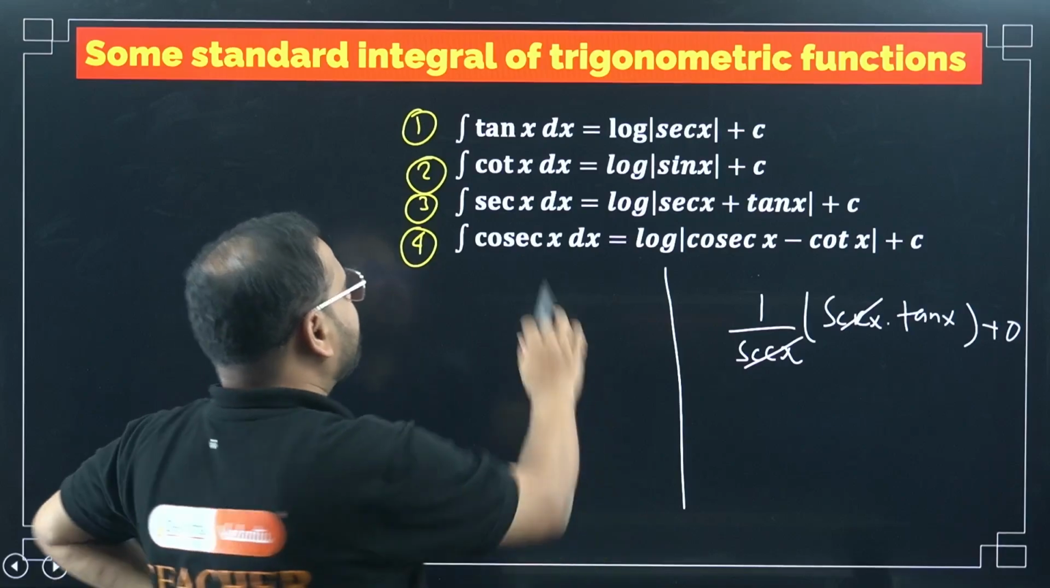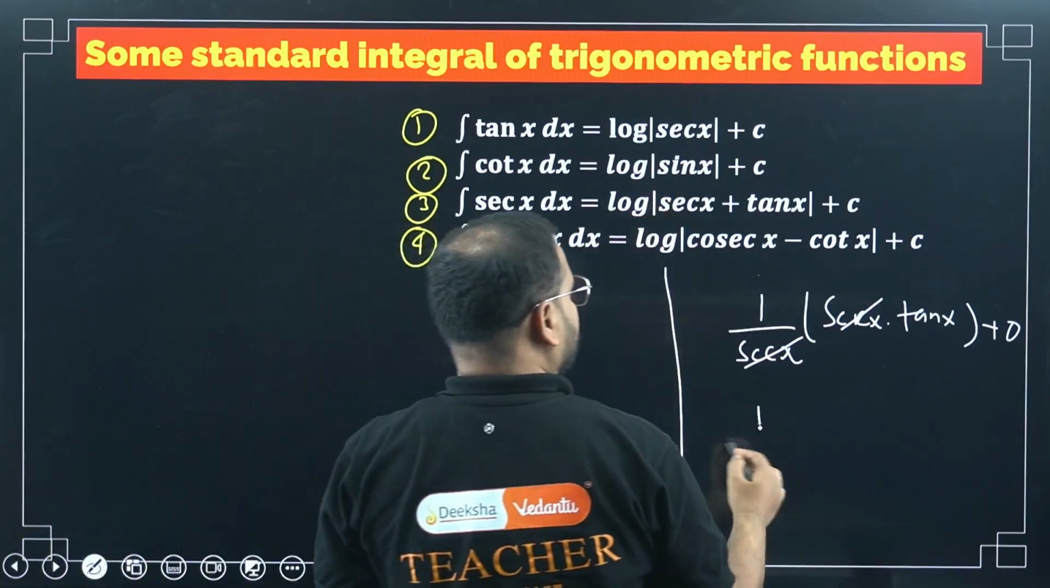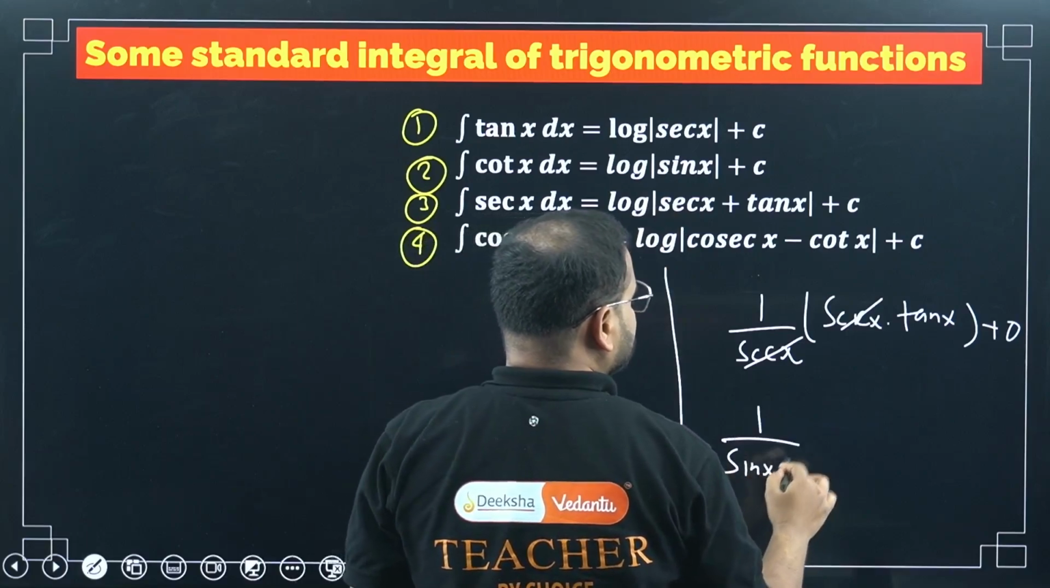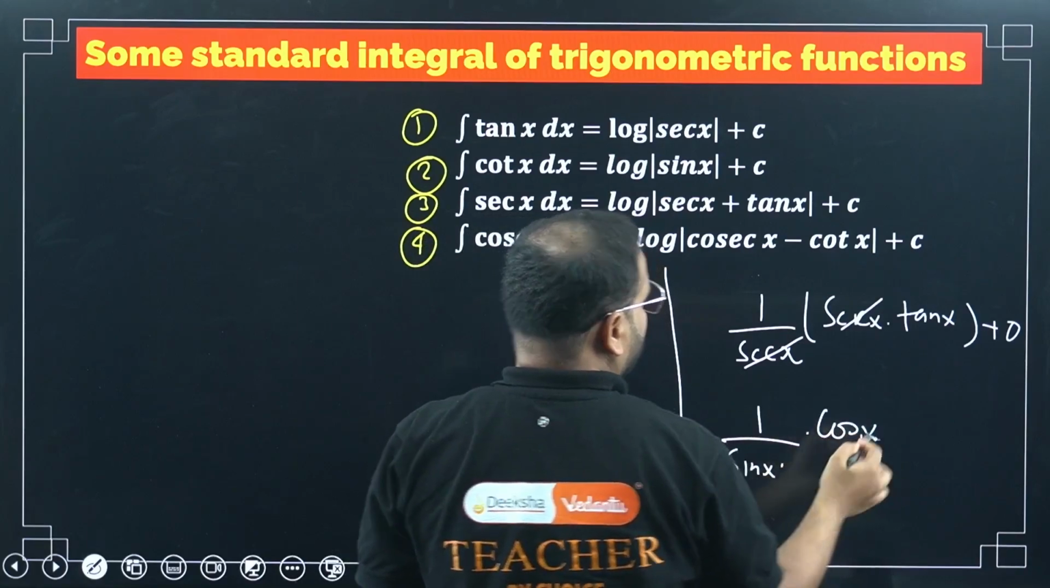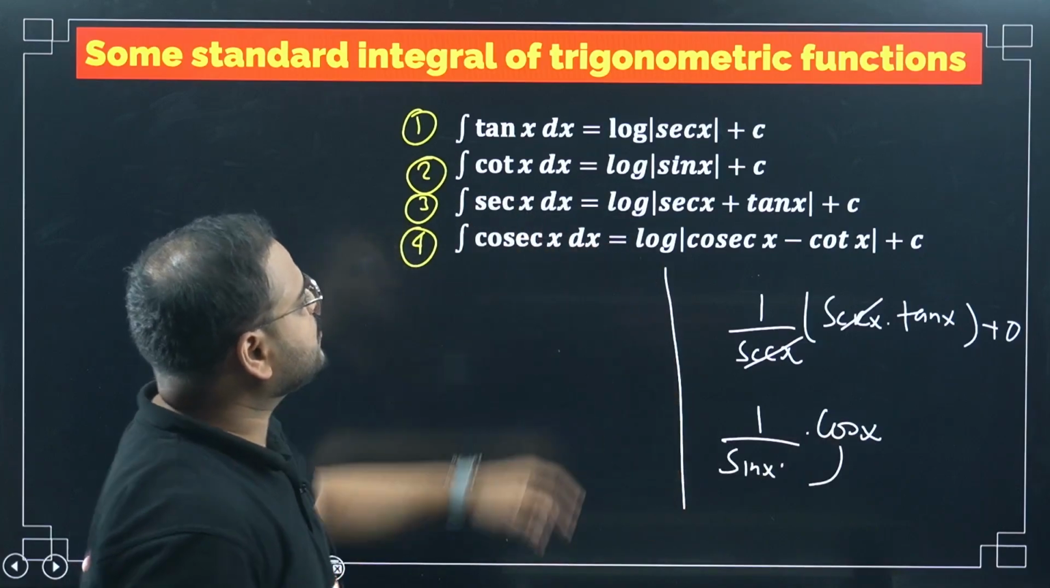Verified. Integration of cot x, you can do the same way. You will get 1 by sin x times cos x. How much is that? Cos by sin, cot x. Okay, the same way you can do it for this one also.